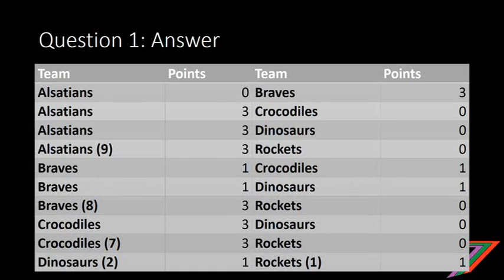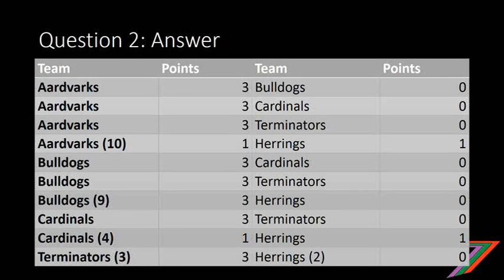So that gives us our total. The Alsatians 9 points accounted for, the Braves 8, Crocodiles 7, Dinosaurs 2, and Rockets 1. So it's a little bit of a mouthful, but it's a bit to work through. It's easy to write it down, and maybe go through a process of elimination. Okay, so let's go on to our second question. Okay, so now on to question 2.